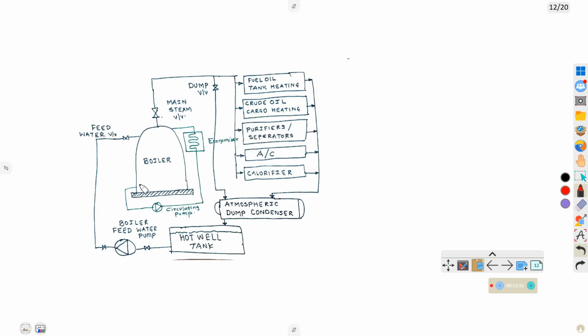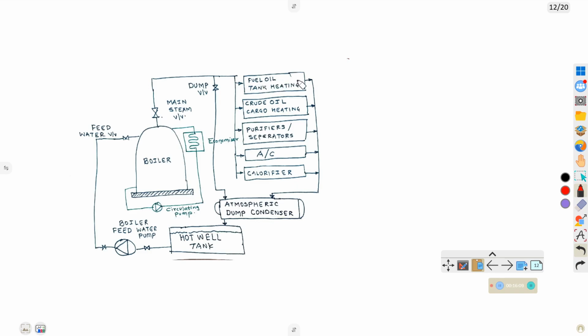See, now I have removed all the accessories. I am showing the flow of the boiler. From the hot well, water is taken via the boiler feed water pump and it is pumped into the boiler. From the boiler, the steam is generated and it is going to different parts for the uses.